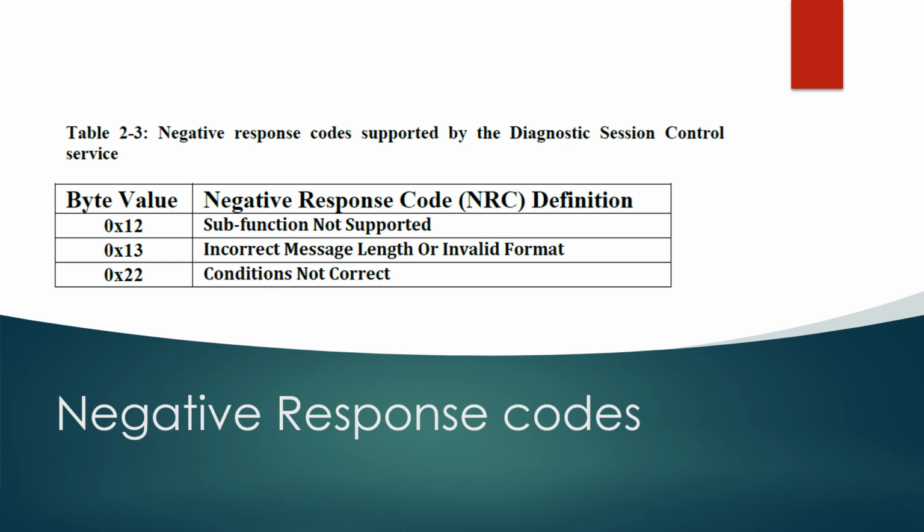Next is the negative response code for this operation, basically the sub function. For 1002, there is a possibility that you will send another sub function which is not supported. If you give 1008, something like that, then you get sub function not supported. If you make a mistake in length, then 13 is also possible. And if you are not meeting the specific criteria before entering the programming session, then you will get 22 as well.